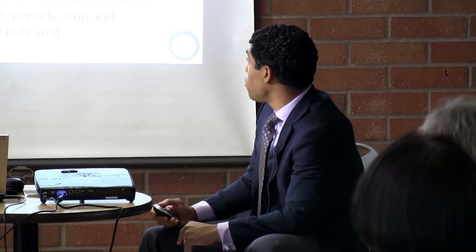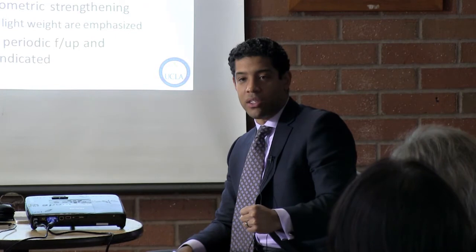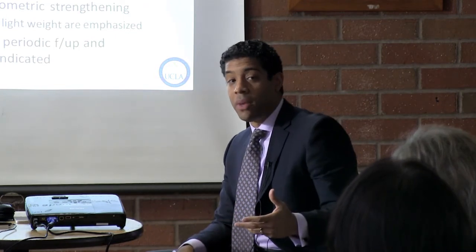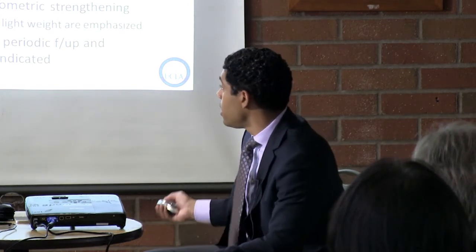So what do I usually tell my patients about conservative care, conservative management? They can obtain good results with focused physical therapy designed to strengthen the rotator cuff and the scapular muscles. This will stabilize the glenohumeral joint and prevent additional or future injury. What do I focus on and what do I tell the physical therapist that they need to do? Mostly isotonic stretching and isometric strengthening. So not necessarily a lot of strengthening that requires a lot of movement, because that's going to make the shoulder sore, but holding the muscle and contracting it to keep the muscle firing, but minimizing movement so I'm not really stirring up that inflammation.